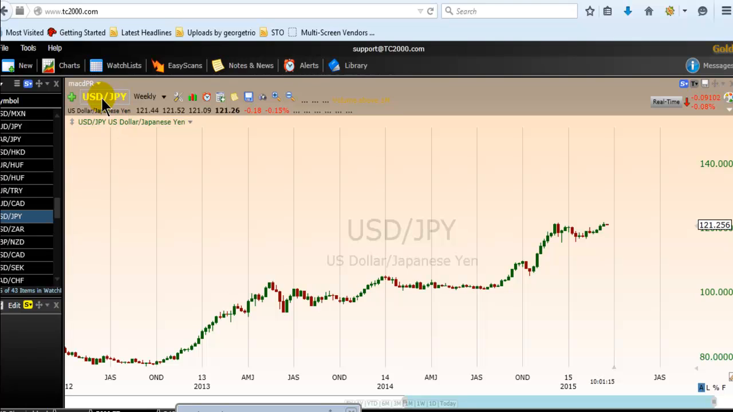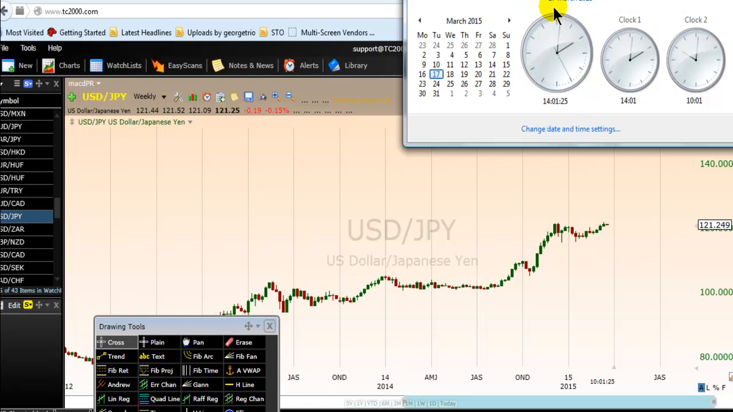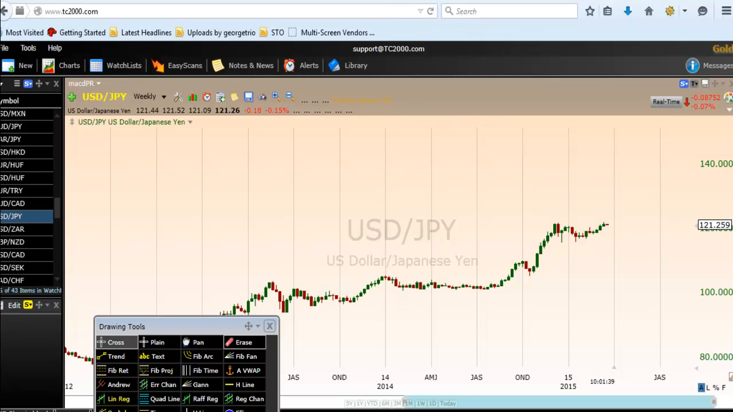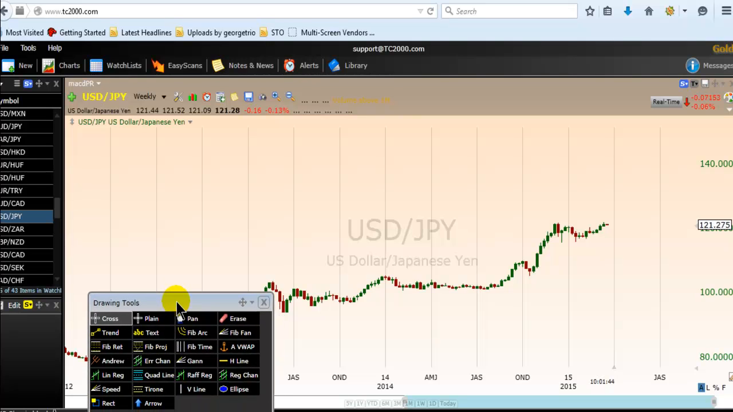So I want to trade the US dollar, Japanese yen currency pair, and I'm on the weekly chart. This is a live demonstration. Today is the 17th of March 2015. The time in London is 1 minute past 2 p.m., and in New York, 1 minute past 10 a.m. What I'm trying to do is sell, so for this demonstration we are looking for a bearish signal.